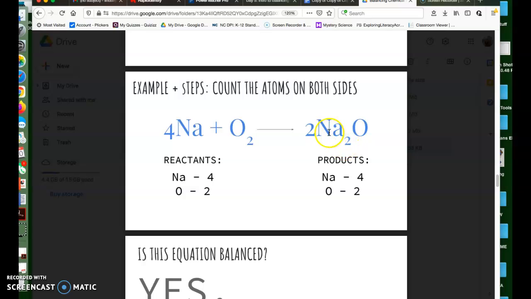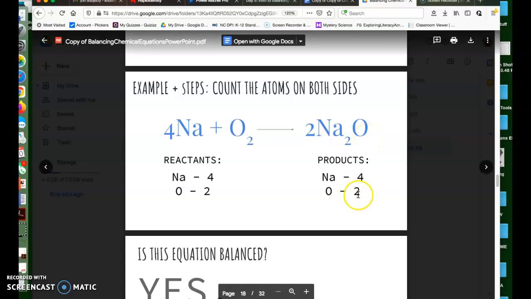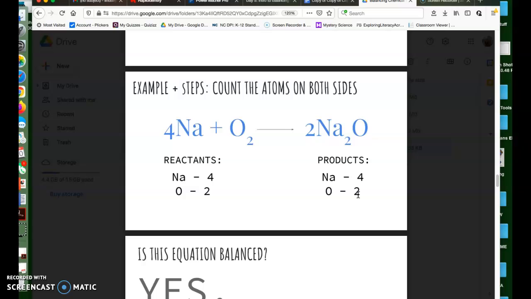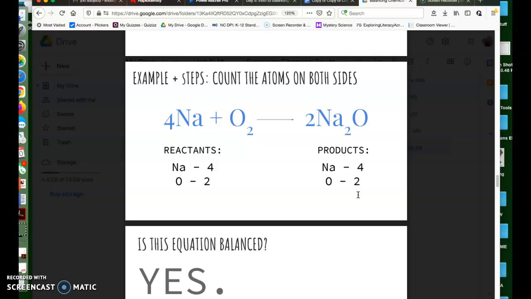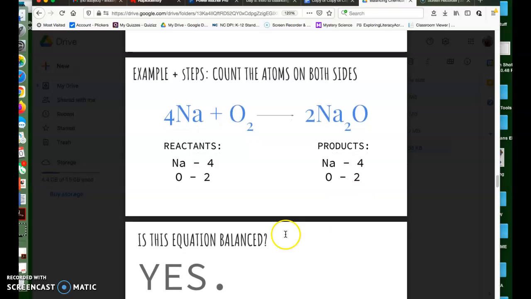This 2 means that there's 2 atoms of sodium for every oxygen present. So I've got 2 sodiums and 1 oxygen, but then this big 2 tells me that I've got 2 of those. So I would have to multiply this 2 by this 2, and I'd get 4. And I'd multiply this understood 1 by 2, and I would get 2. Does that make sense? So my question is, is this equation balanced?